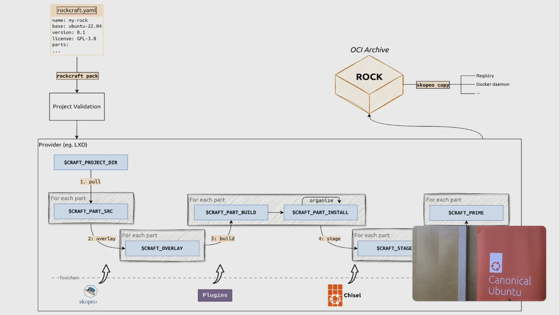The important thing here is that parts have a life cycle. So when you have a part, what Rockcraft will do, or any other craft tool, is pull whatever dependencies and software are needed to actually build what you are trying to build. So in that case, it was a Python application and whatever packages you need.